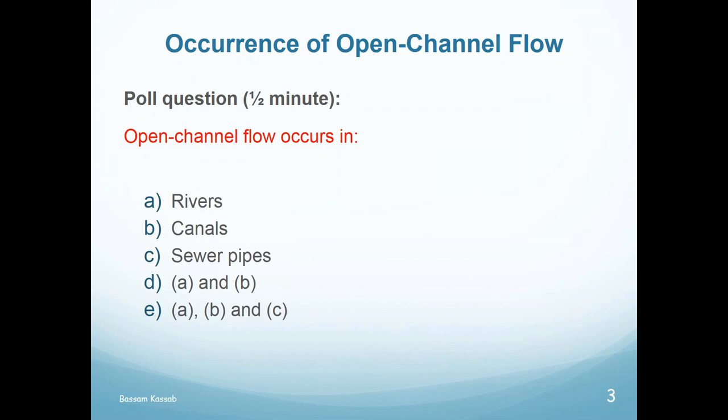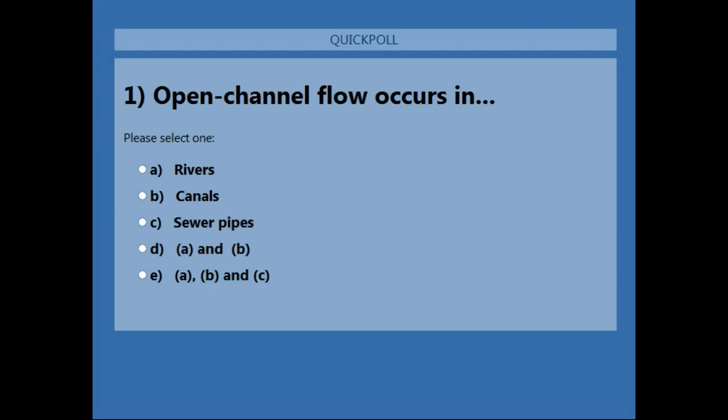And we'd like you guys to bring your answers in. Here's the launch. Again, the question is, open channel flow occurs in A, rivers, B, canals, C, sewer pipes, D, A and B, or E, A, B, and C.